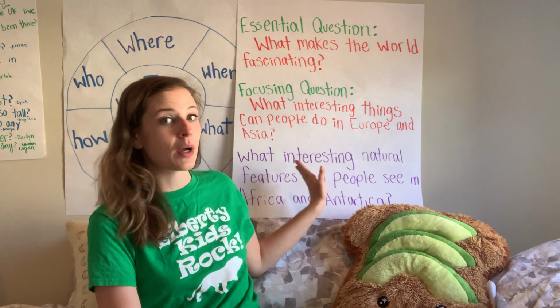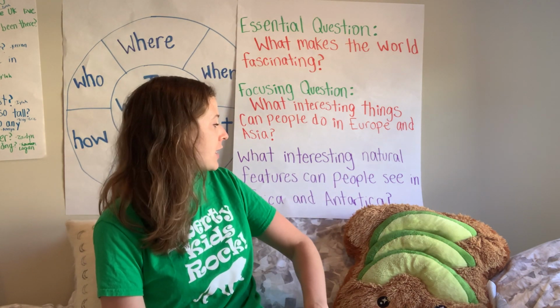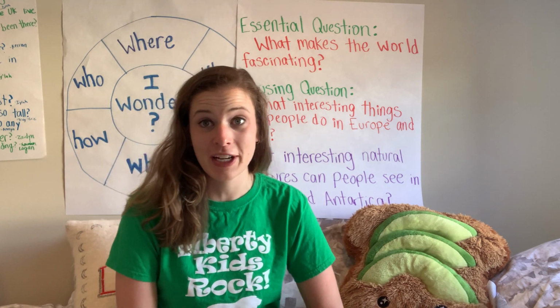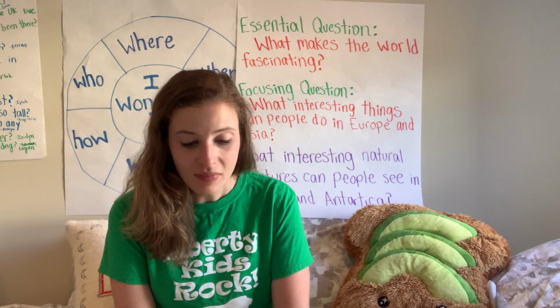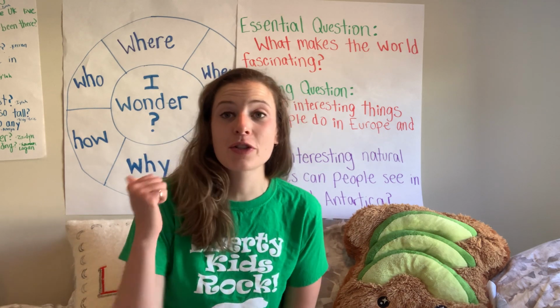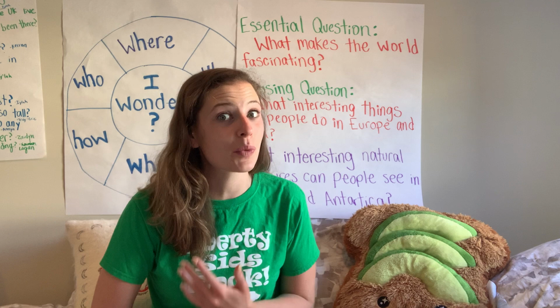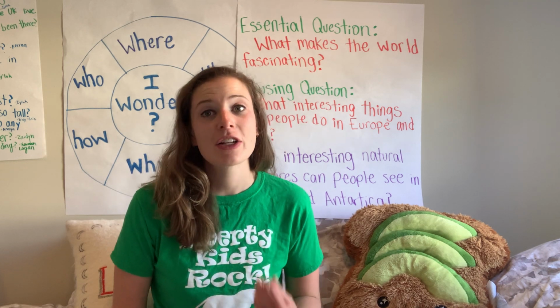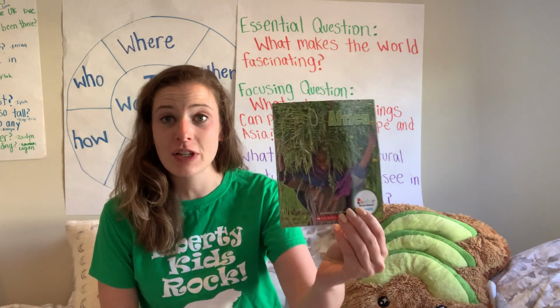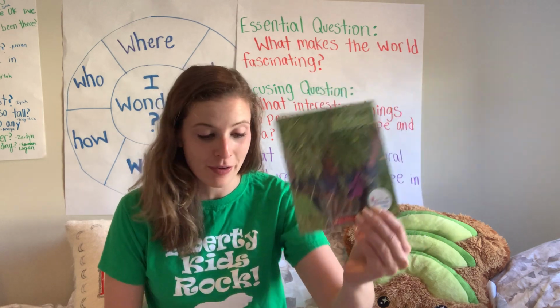And our question says, what interesting natural features can people see in Africa and Antarctica? So in Antarctica, our story yesterday, we saw the big mountains and the glaciers and some of the really neat animals that live there. So today we're going to see what natural features we learn about from this book.